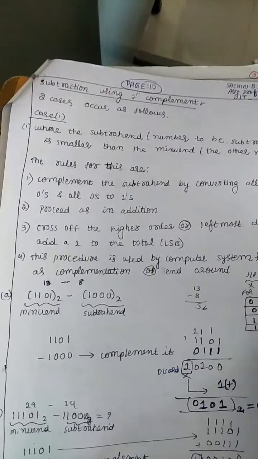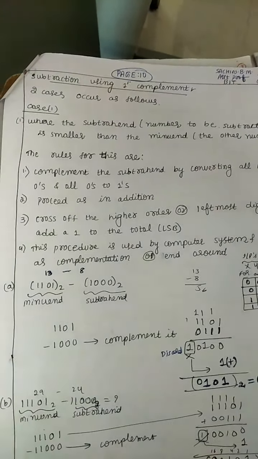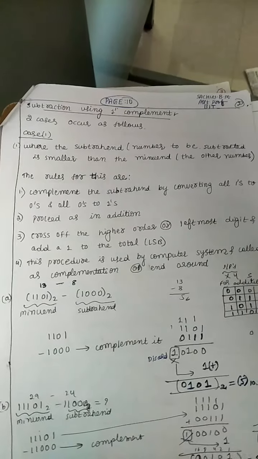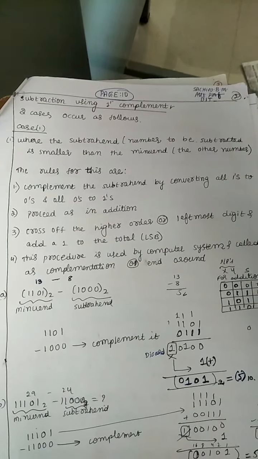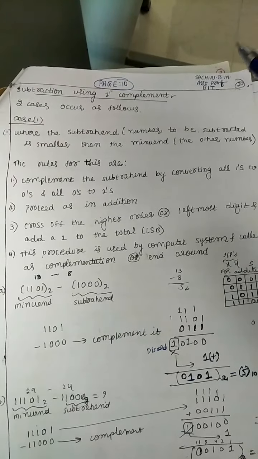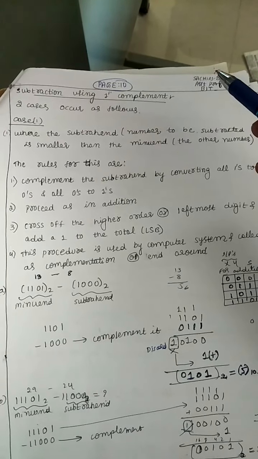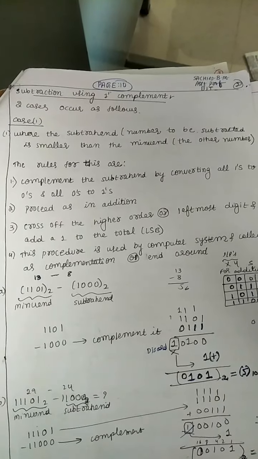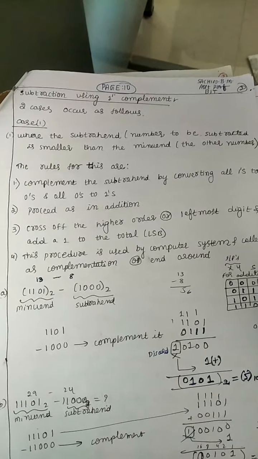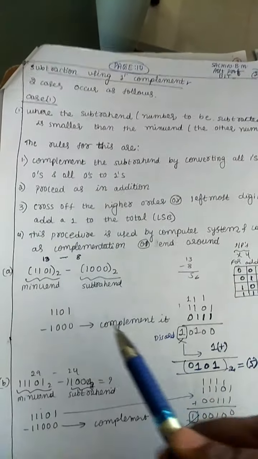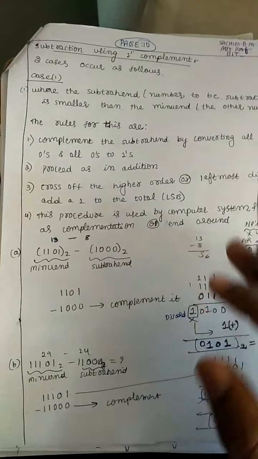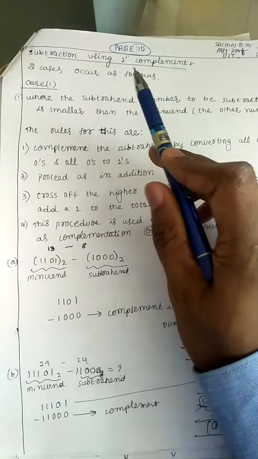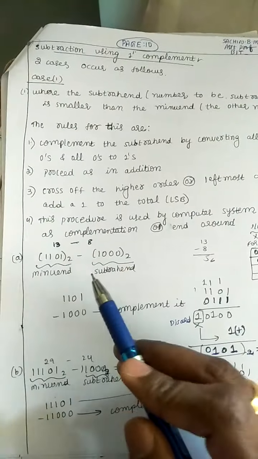So next is subtraction. You can perform it using two methods. The first one is the first complement method and the second one is the second complement method. Under each method there will be two cases. In one of the cases the subtrahend is greater than the minuend, in the other case the minuend is greater than the subtrahend. Okay, so first we look at the subtraction using ones complement.